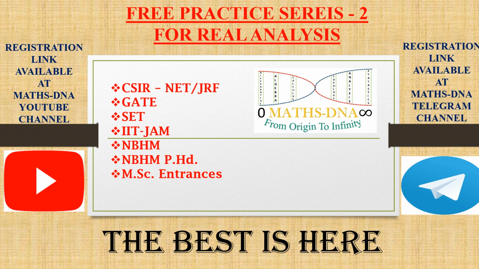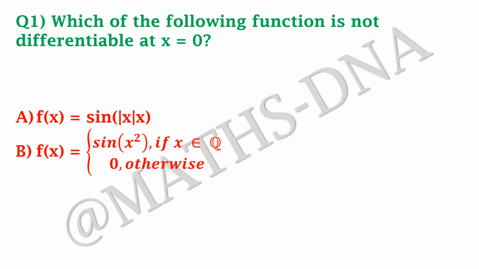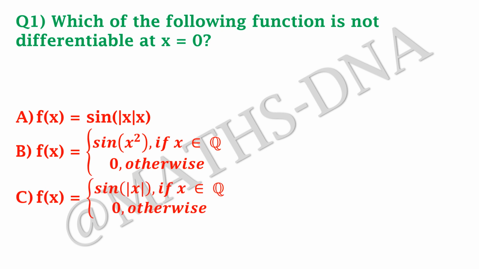So here it is. The questions are: first, which of the following function is not differentiable at x equals to 0? And the options are A. f(x) is equals to sin|x| into x, B. f(x) is equals to sin x square if x belongs to Q, that is set of rational numbers, and 0 otherwise. C. f(x) is equals to sin|x| if x belongs to Q and 0 otherwise.